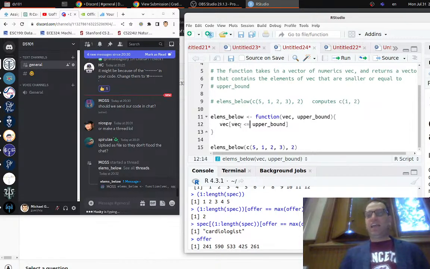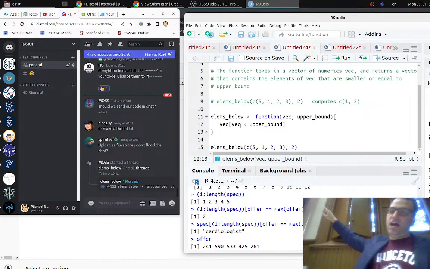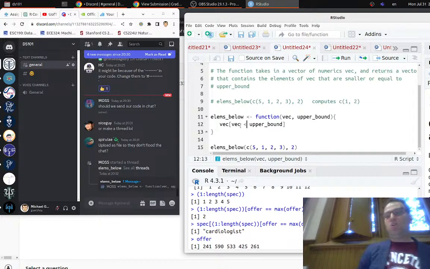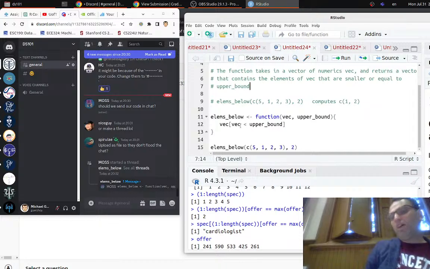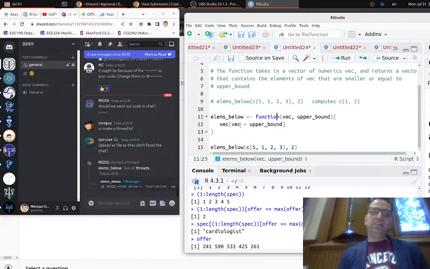So let's say that initially I messed up, and I write vec smaller than the upper bound rather than smaller equal. That's not right, because the question said smaller equal, and in the example here I had the 2, and that was supposed to be included. But let's say I forgot.